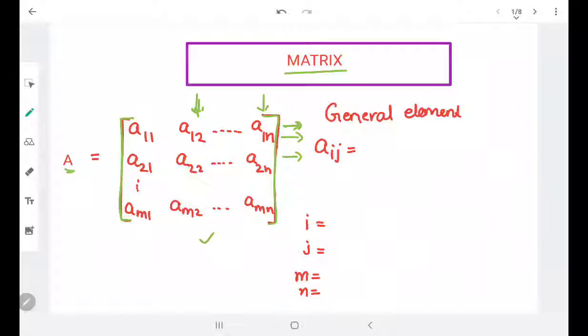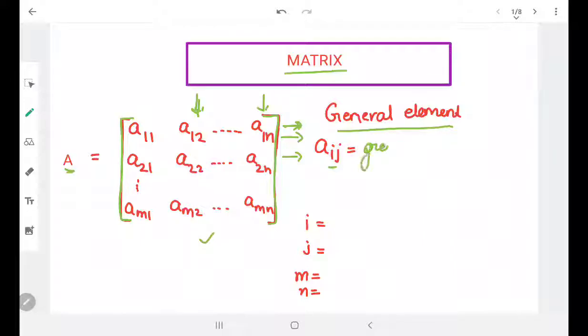Now, a lot of things we can find out from this matrix arrangement. First of all is a general element, because a matrix consists of elements. So what is a general element? That is known as Aij. Here A, the capital A, represents the name of the matrix. Elements of this matrix will be represented by A with subscripts. There are two subscripts, i and j. This i and j represent the position.